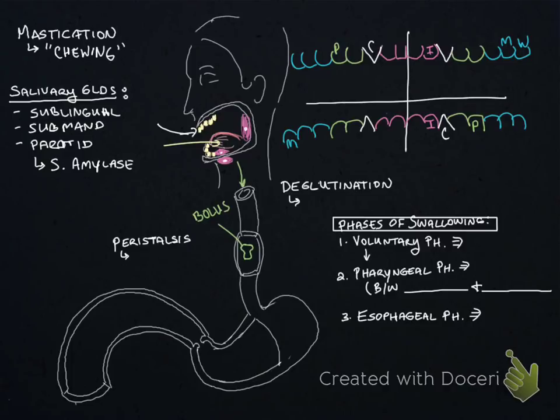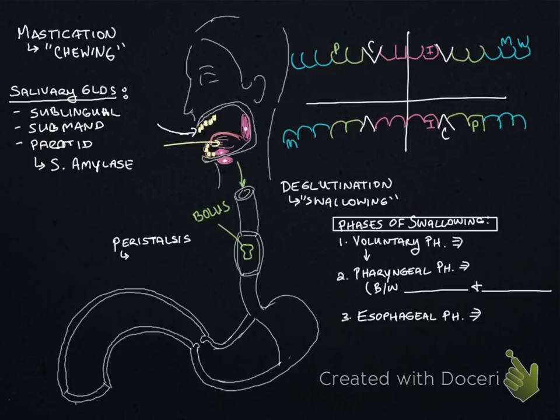So the act of swallowing is called deglutination. And this bolus is helped to move down the esophagus and then into the stomach through peristalsis, which is involuntary contraction of smooth muscle. So involuntary contraction of smooth muscle is called peristalsis. The phases of swallowing are important to note.